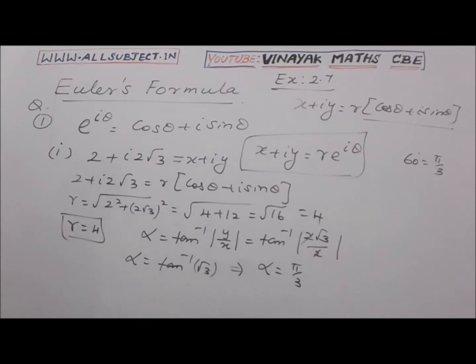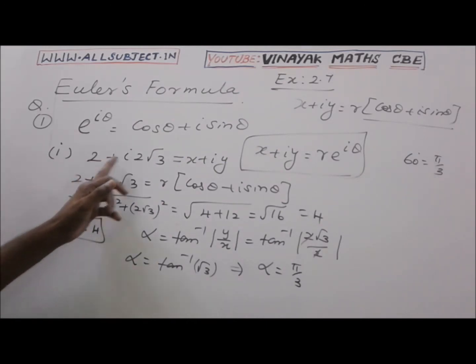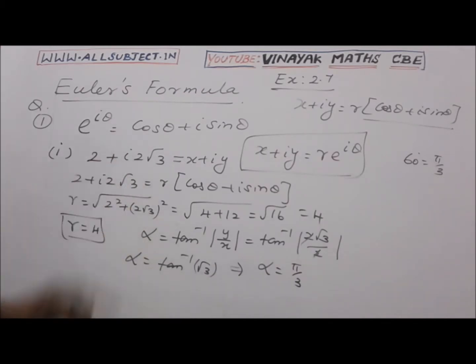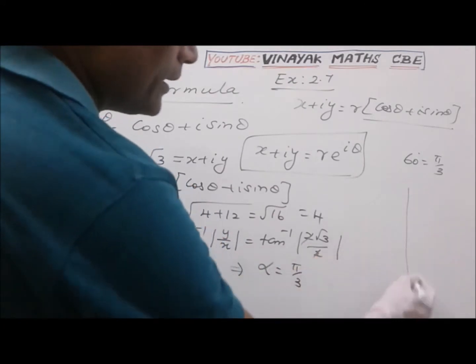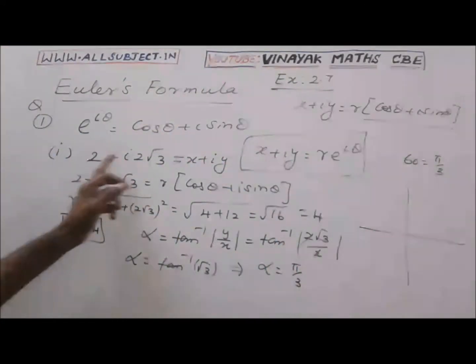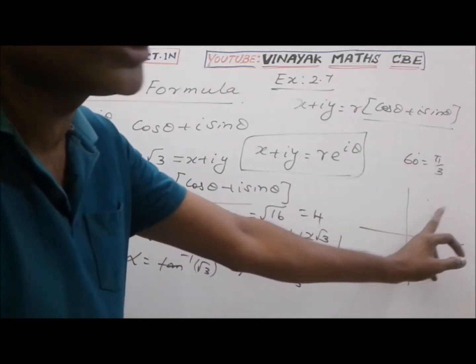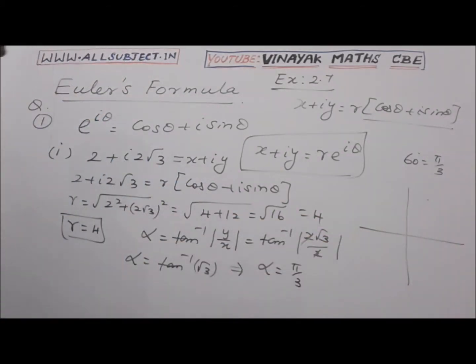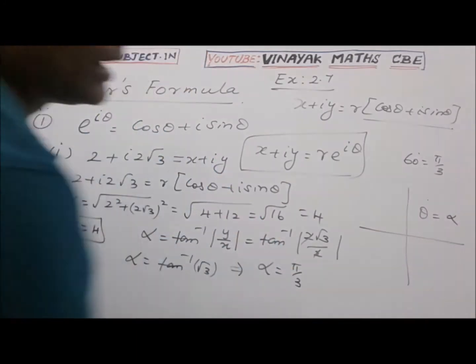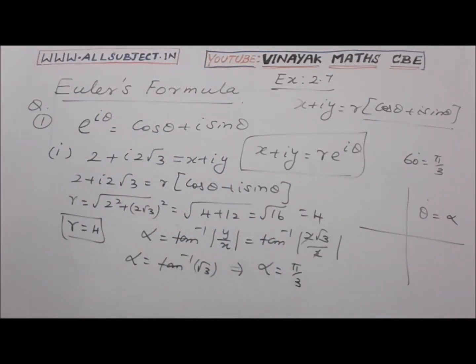Now we should find theta. The given complex number has both real and imaginary parts positive. So the given complex number lies in the first quadrant. Both real and imaginary parts are positive, so it lies in the first quadrant. If it lies in the first quadrant, then the theta value will be equal to alpha value. Theta equal to alpha.